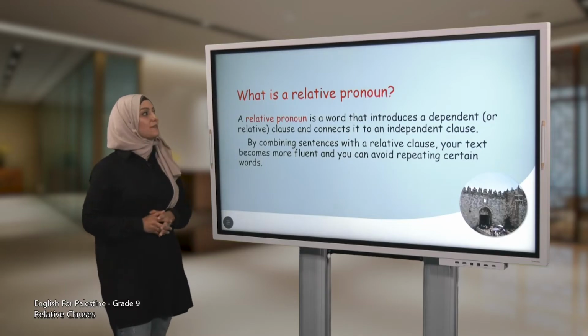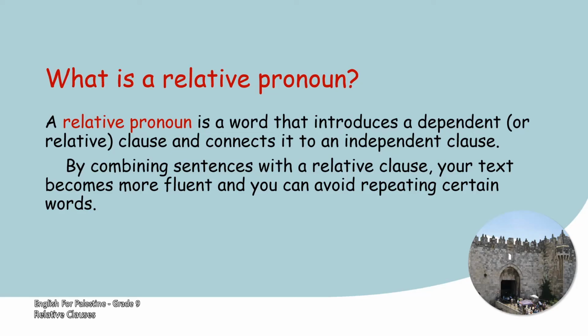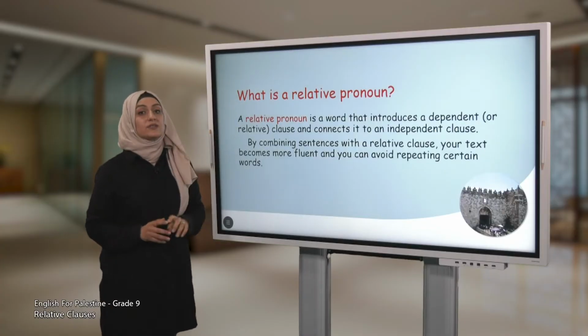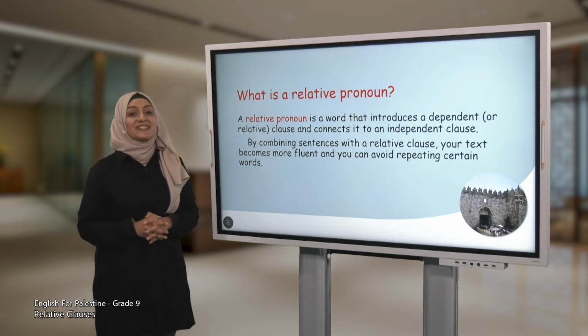Let's start first by identifying what is a relative pronoun. A relative pronoun is a word that introduces a dependent or relative clause and connects it to an independent clause. By combining sentences with a relative clause, your text becomes more fluent and you can avoid repeating certain words. So as you understand, the goal of using relative clauses is to avoid repetition, because repetition makes your writing weak.